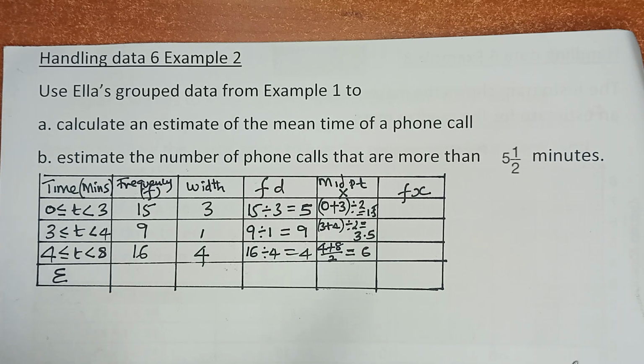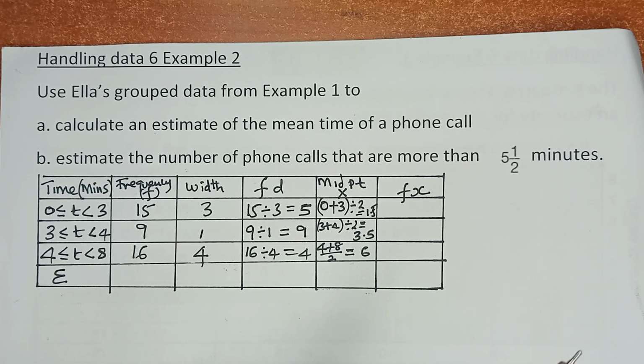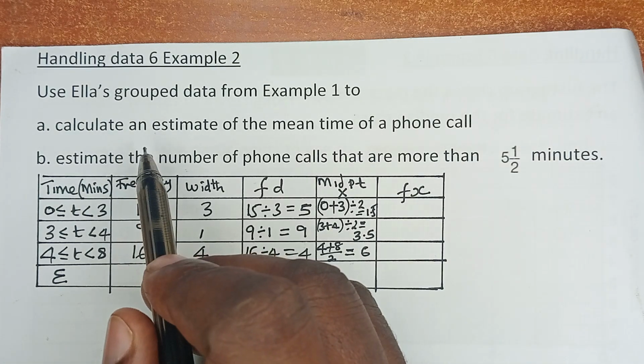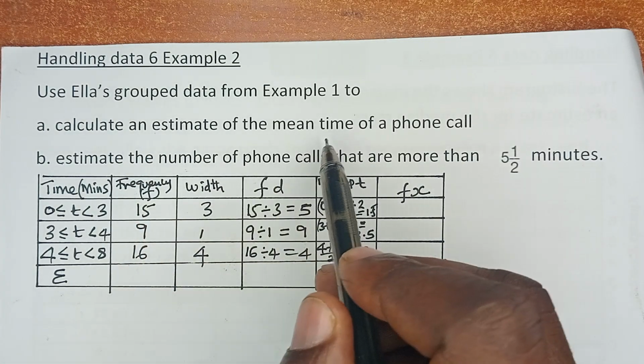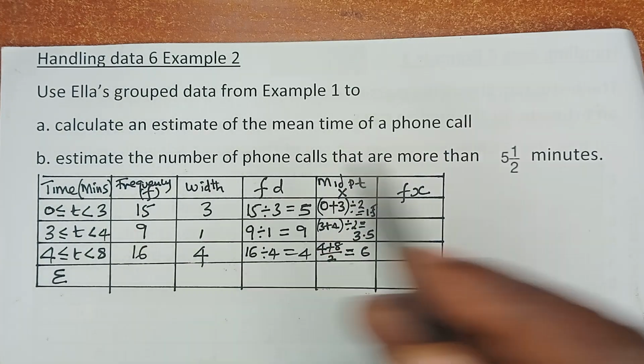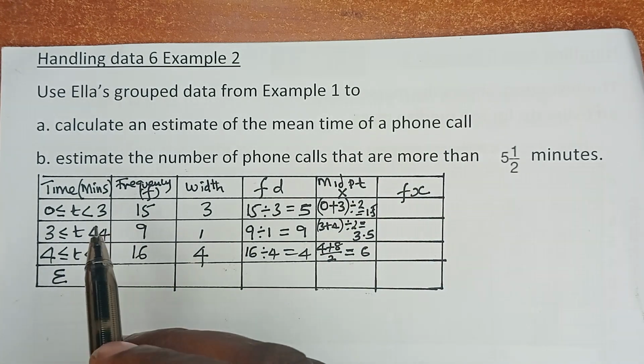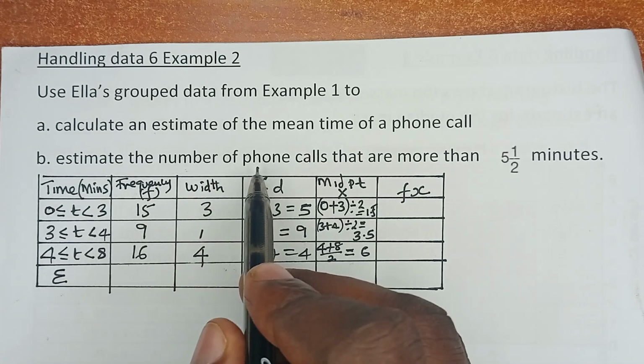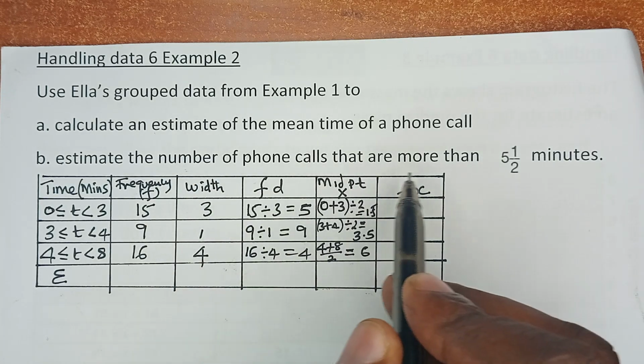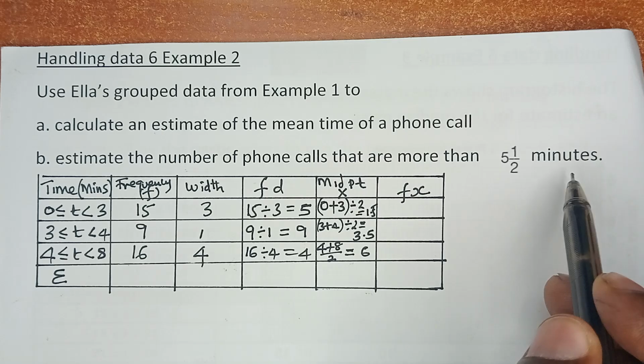And in this video I want us to respond to example 2 in handling data 6. We are told to use the grouped data from example 1 to: A, calculate an estimate of the mean time of a phone call, and part B, estimate the number of phone calls that are more than 5.5 minutes.